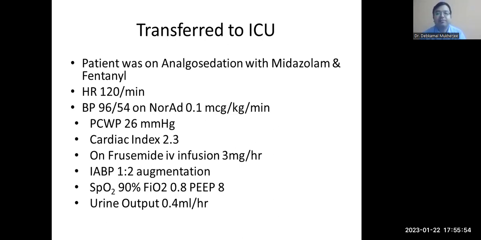We got this patient back into our ICU. So this patient was on analgesic sedation with midazolam and fentanyl. His heart rate was 120 per minute. His BP was 96 by 54 on noradrenaline of 0.1 mcg per kg per minute. He also had a pulmonary artery catheter inserted in the cath lab itself. The PCWP was showing 26 millimeters of mercury. His cardiac index was 2.3.